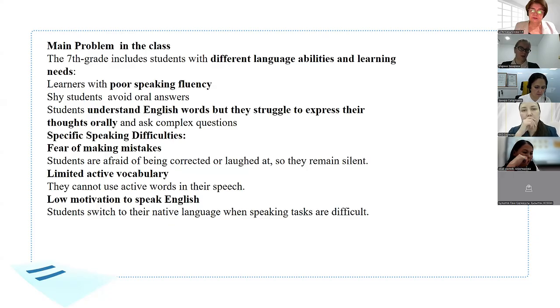Another difficulty is limited active vocabulary. They know words, but they don't use them when they speak. Also, some students have low motivation to speak English. When speaking tasks are difficult, they often switch to their native language. Because of these reasons, it's important to support students, create a safe classroom atmosphere, and use different speaking activities to help everyone feel confident.